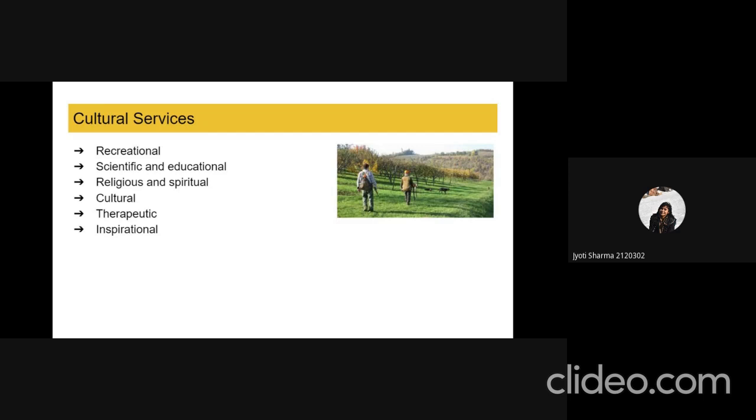Okay, so it means you have to evaluate our ecosystem services. You have to give some number, like if it is the recreational service provided by the forest, what is the amount that it is saving, that it is generating. So we have to play with the numbers to win the case.